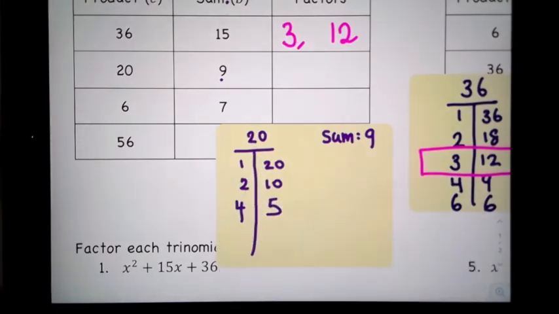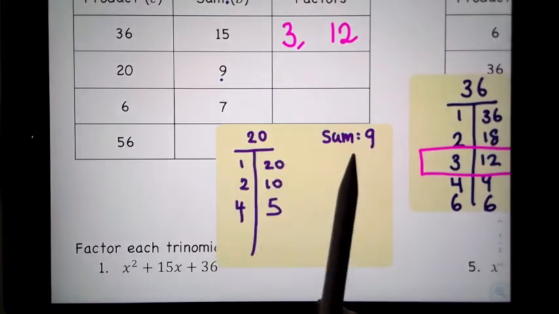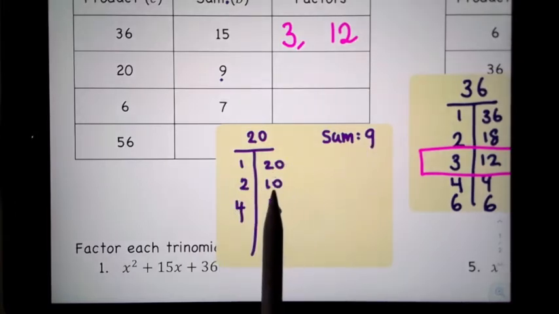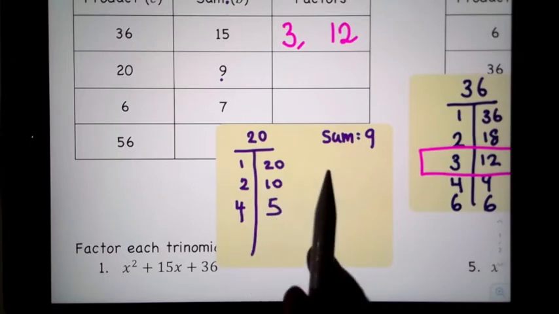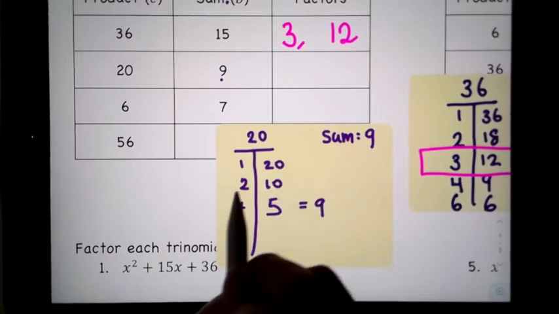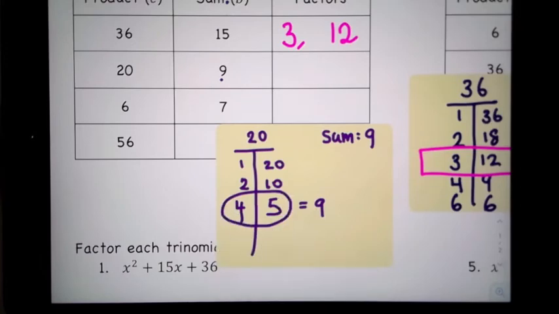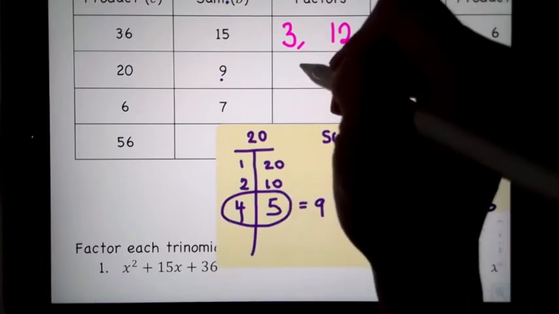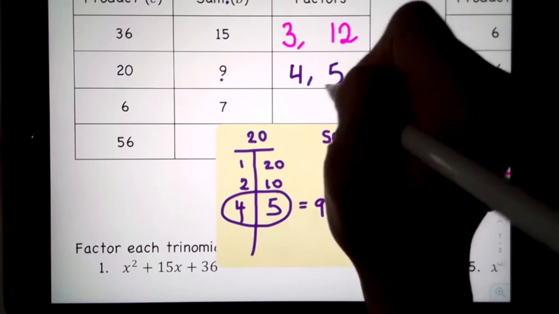Okay. So, and now let's look at the pairs. 1 and 20, is that 9? Nope. 2 and 10, 12, 4 and 5. Then this one makes 9, right? So that's my factors. Right? So you just write 4 and 5. Okay?